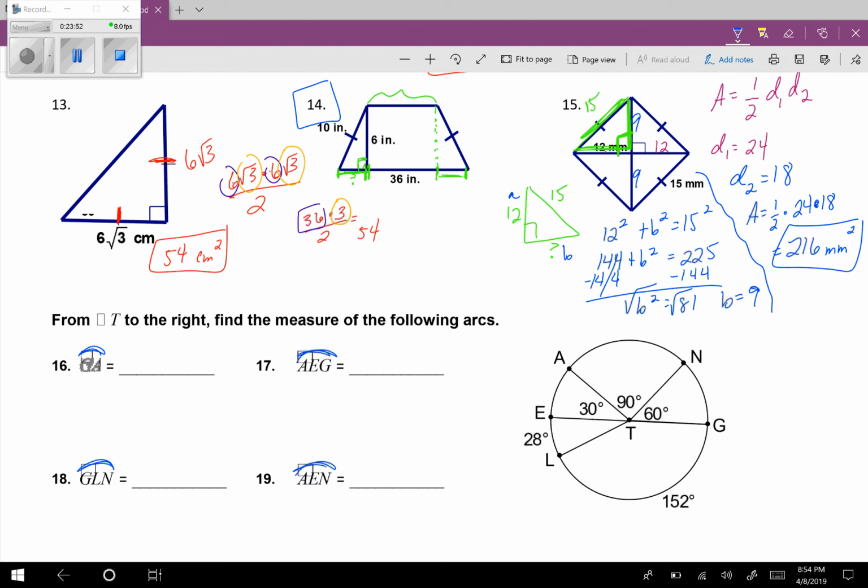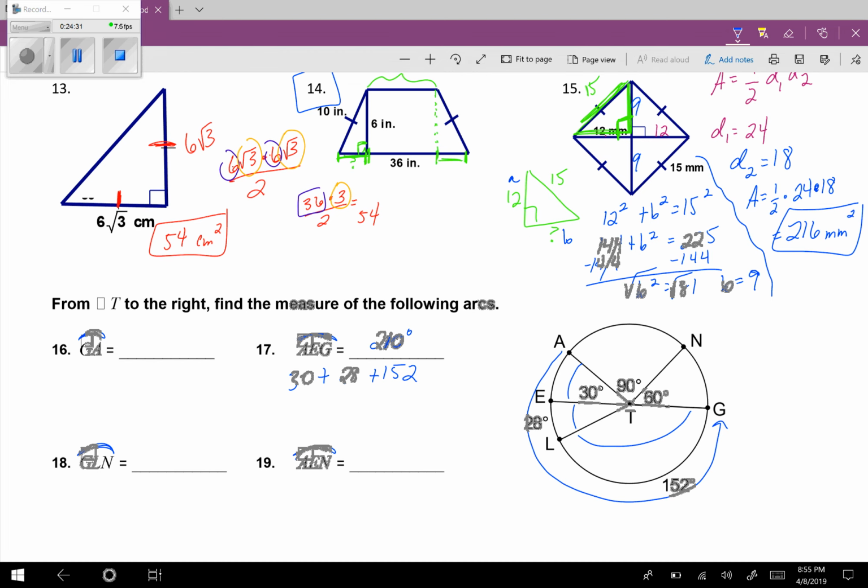All right, AEG. That means you start at A, and we're going all the way around until we get to G. The E told us which way we're going. So we pass through this arc, and this arc. So we've got to combine all of those. We have to do the 30 plus the 28 plus the 152. And if you add these up, you should get 210. Okay, 210 degrees.